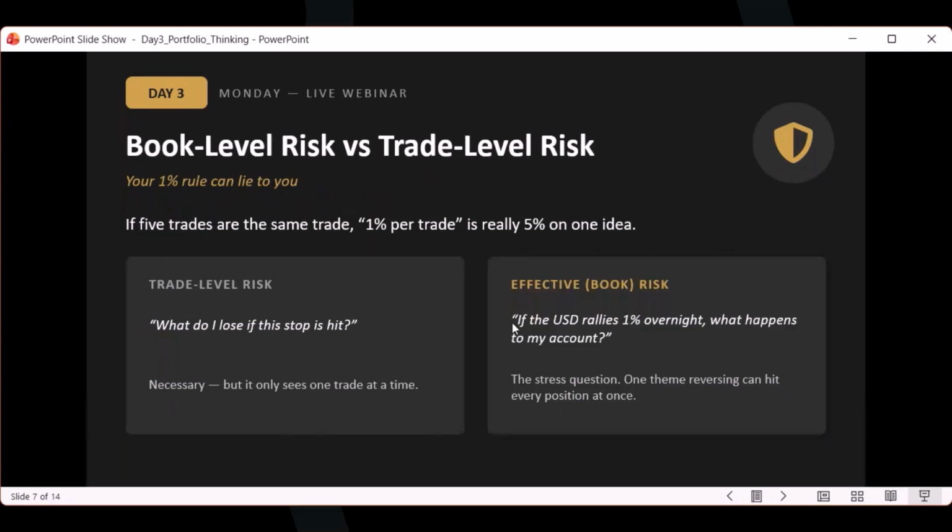So book level versus trade level risk. With trade level risk, we look at it as: what do I lose if this stop is hit? And with book risk or portfolio risk: if the US dollar rallies 100% overnight, what happens to my account? This is the stress question.